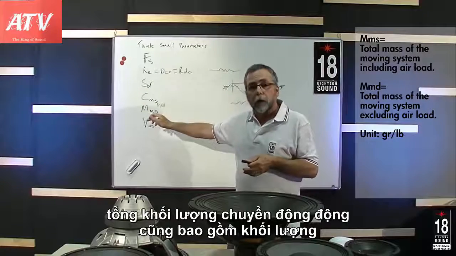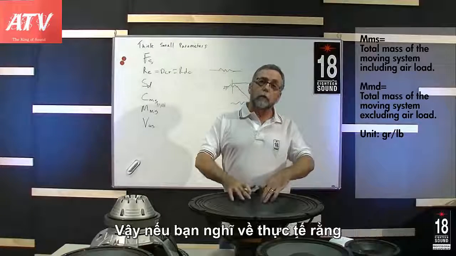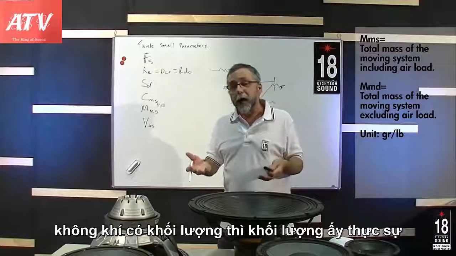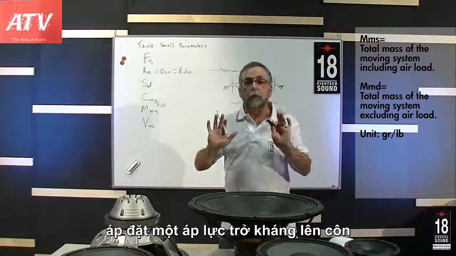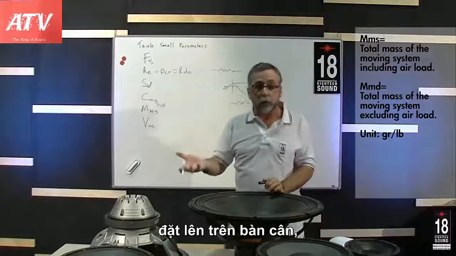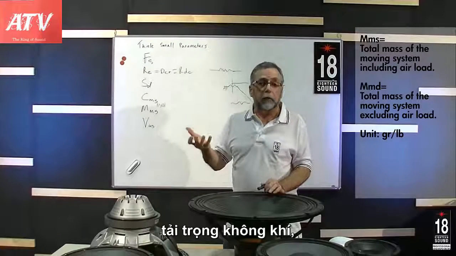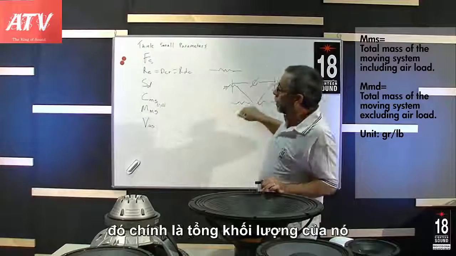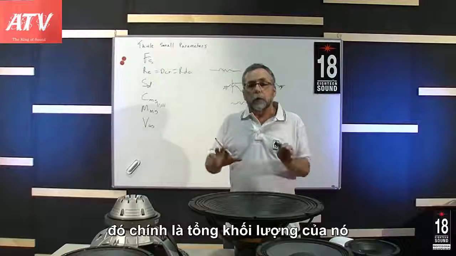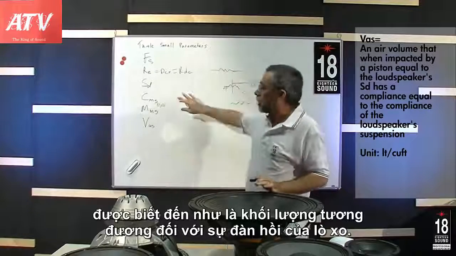The total moving mass also includes mass applied by the air that the cone interfaces with. So if you think of the fact that air has mass, that mass is actually putting a resistance, a pressure on the cone. So the total moving mass is the mass of the moving parts when they're stationary on a scale, if you think of it that way, and then add the air load for total moving mass.